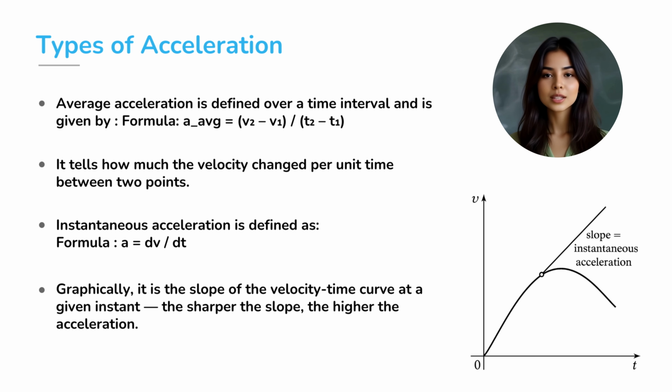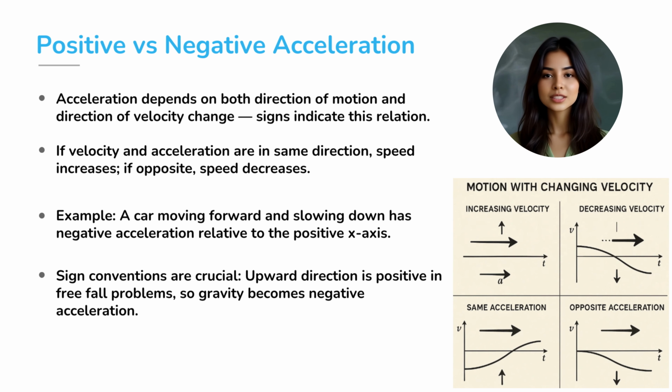So, just like velocity gives a snapshot of motion, instantaneous acceleration gives a precise pulse of how motion is changing right now. Here's a key idea. Acceleration isn't always about speeding up. Acceleration depends not just on magnitude, but also direction. That's why we care about its sign.